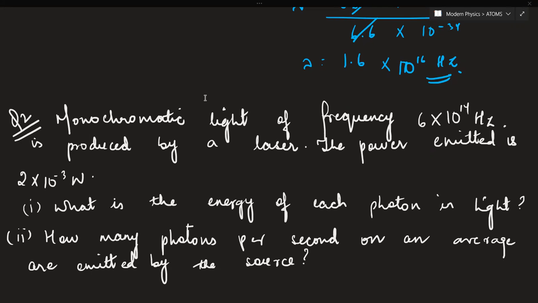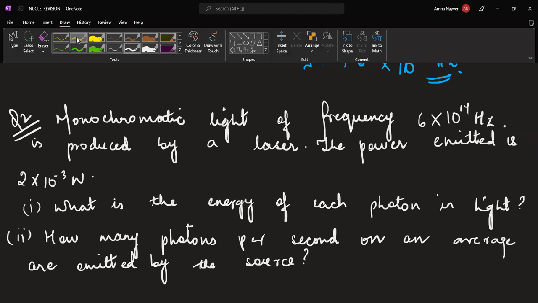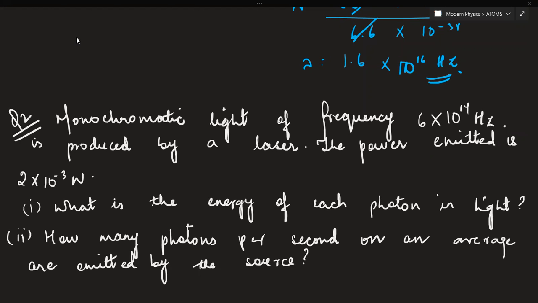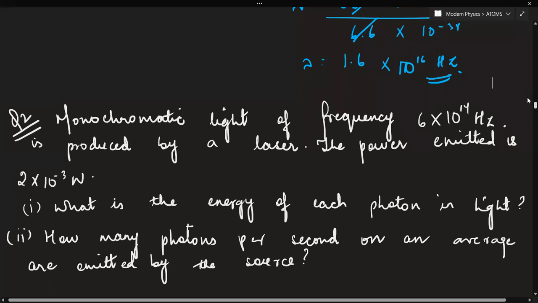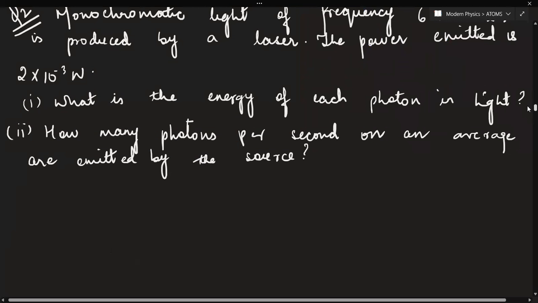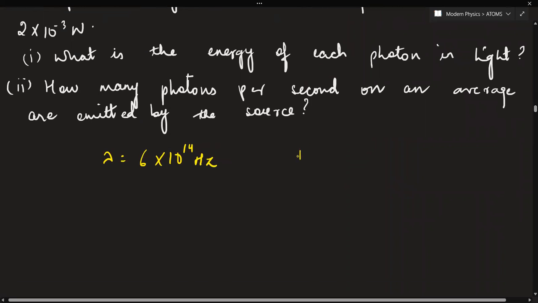This is the answer to which part? First part or the second part? Okay, let's discuss it now. Frequency is given, 6 into 10 to the power 14 hertz. This is the frequency given, and power is given to you as 2 into 10 to the power minus 3 watts.